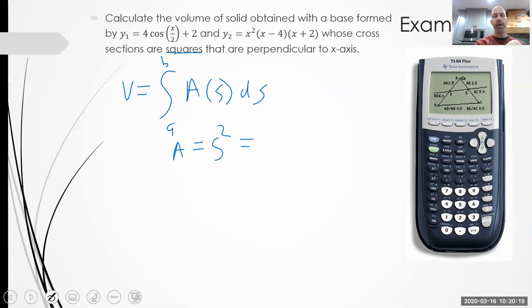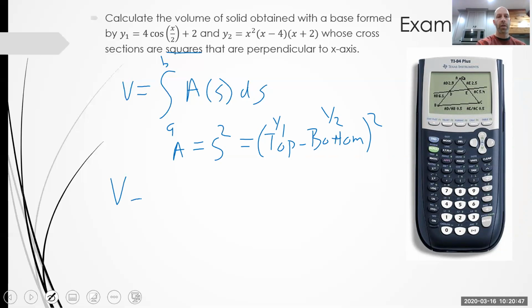That's where this picture comes into play. And I'm not going to draw it for you, but I'm just going to tell you this. You need to do the top curve minus the bottom curve and then squared. That's going to be the area function that we're going to use here. And I'm just going to tell you now that the top curve turns out to be y sub 1. The bottom curve turns out to be y sub 2. You should verify that with your calculator.